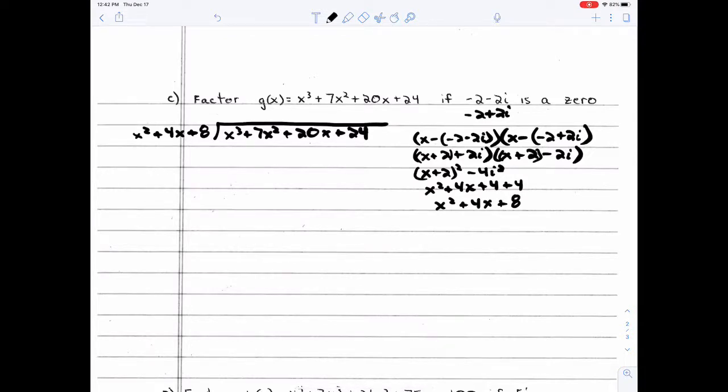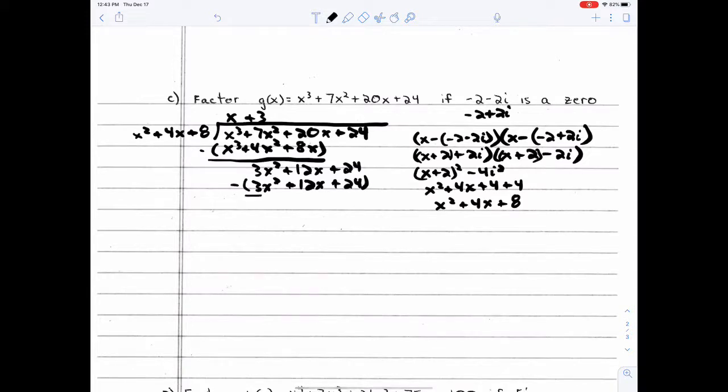So what times x squared gives us x cubed? x. Then we'll multiply it: x cubed plus 4x squared plus 8x. Subtract the whole quantity. Remember, we better end up with a remainder of 0. So the x cubed goes away. That gives us 3x squared plus 12x plus 24. Now, what times x squared gives us 3x squared? 3. So we have 3x squared plus 12x plus 24. Subtract that, and we get a remainder of 0.